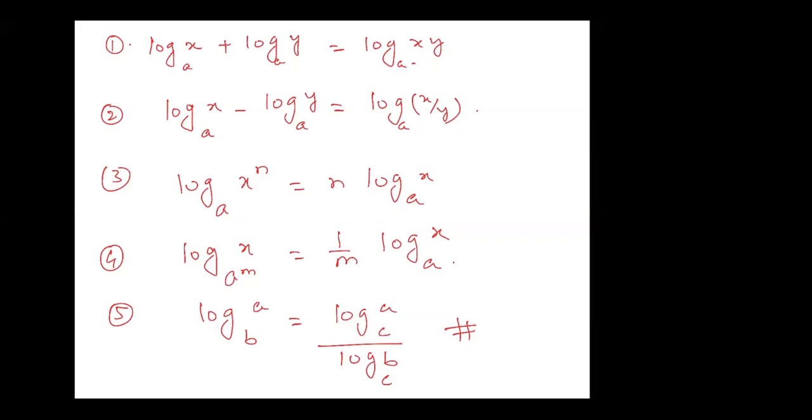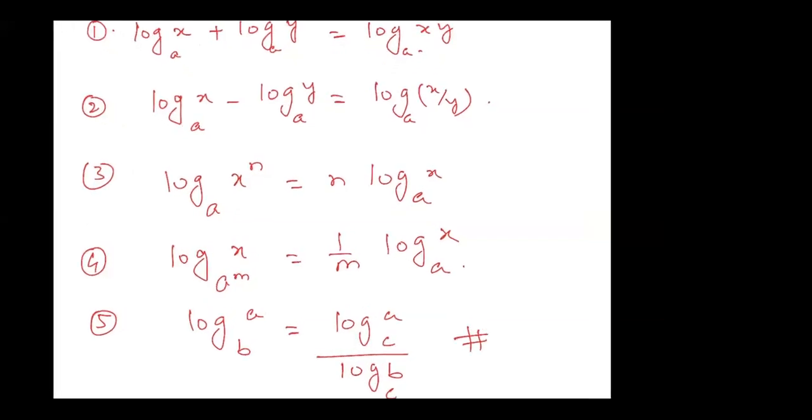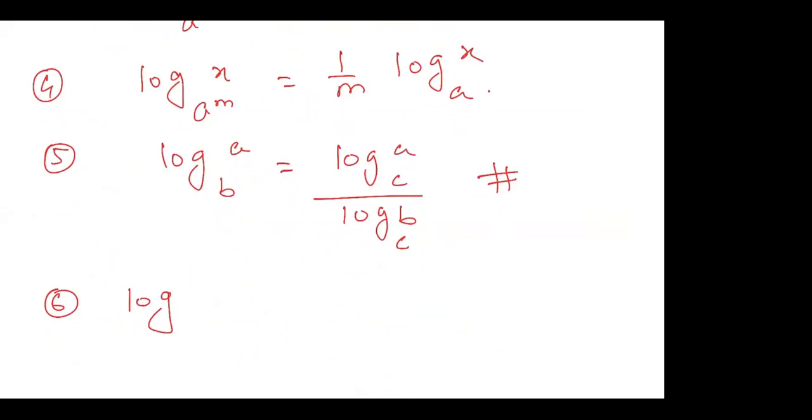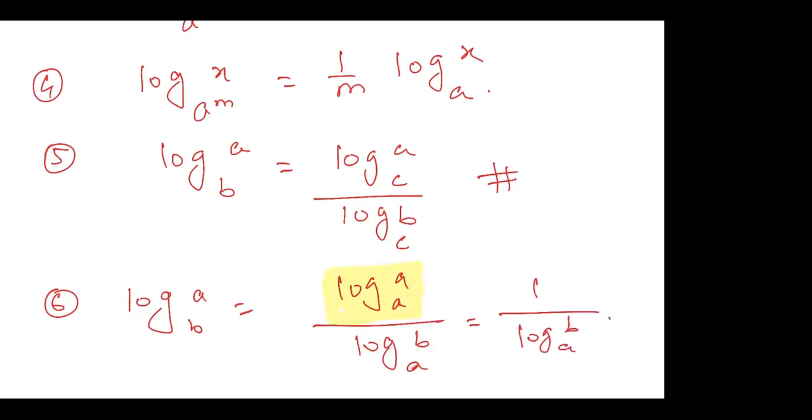Okay, everyone. A very important formula is the fifth one, the new one for today: log A with a base B. You can write this as log A with a base C upon log B with a base C. This is called the base changing formula. In this, if in place of C I write A, we know that log A with a base A is 1, so you get 1 upon log B with a base A. So this you can change into this one.